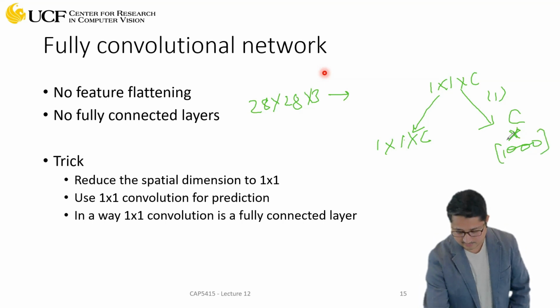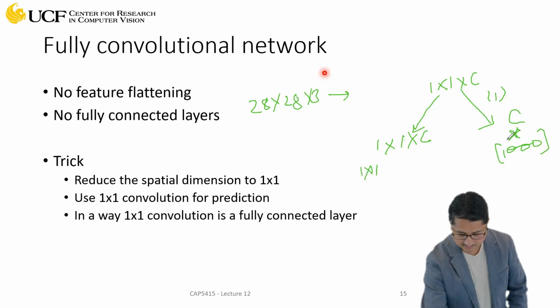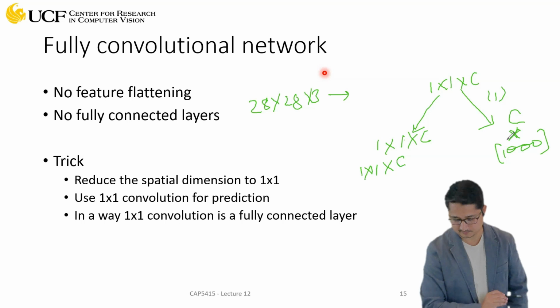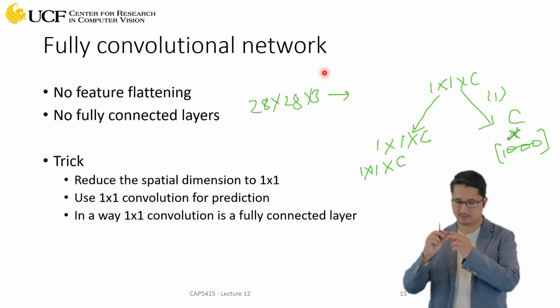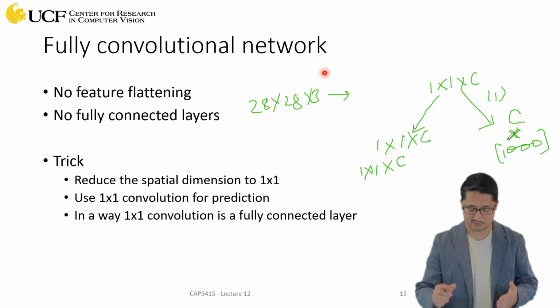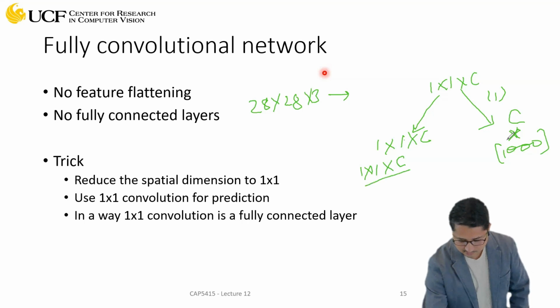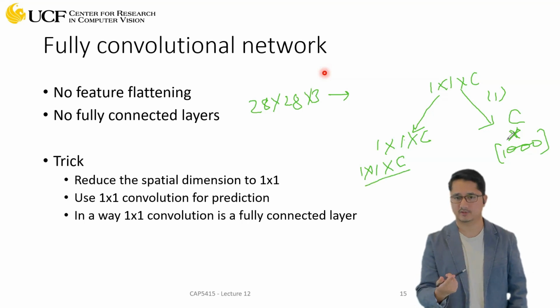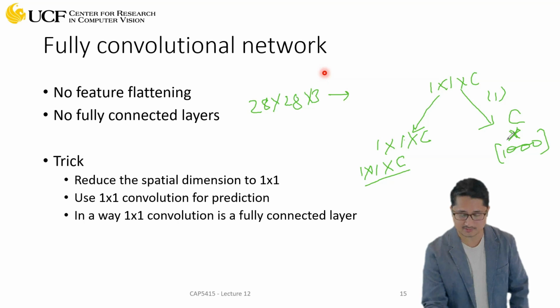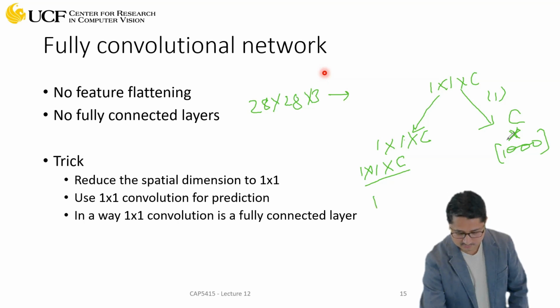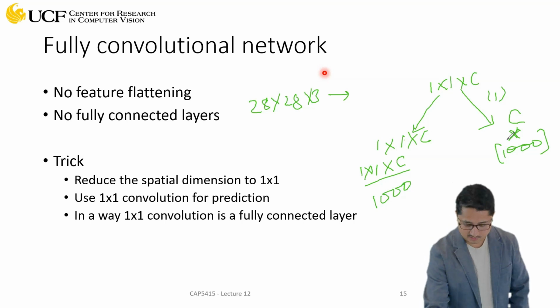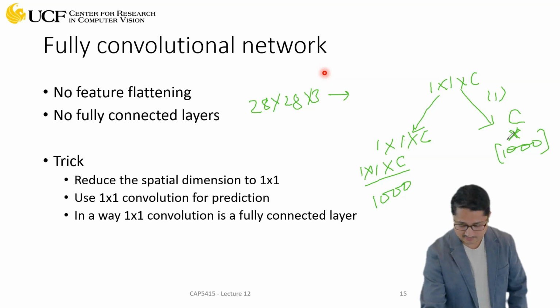right? In this case, what you do, you have a 1 cross 1 kernel, and you know that the depth of that kernel should be C, right? Because you're applying a kernel, and you know that it should match the depth of your activation map. And to make 1,000 predictions, you need 1,000 different kernels, right? So this will just give you one value. So you need 1,000 such kernels.